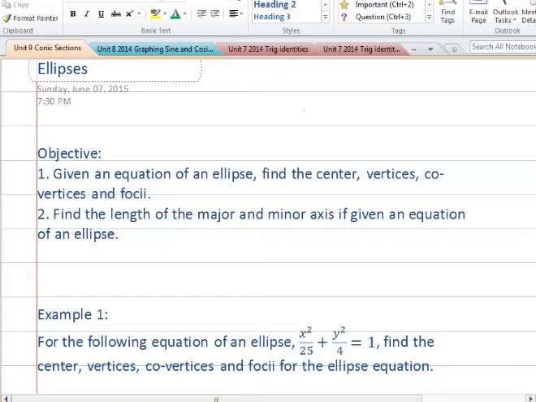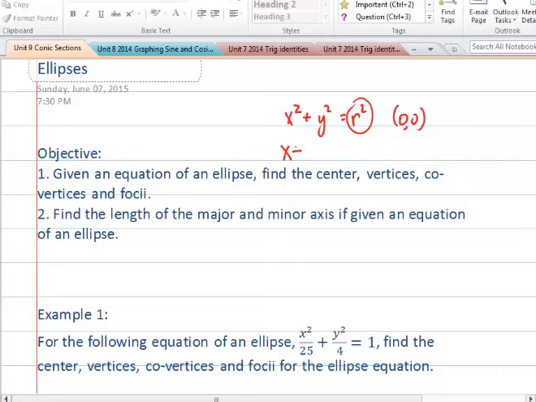Today we're going to be talking about ellipses. Ellipses are basically variations of circular equations. The basic circular equation that we went over in class the other day was x squared plus y squared equals a radius squared. That's where the circle is centered at 0, 0, and it has a radius of the square root of what would be on the right side.